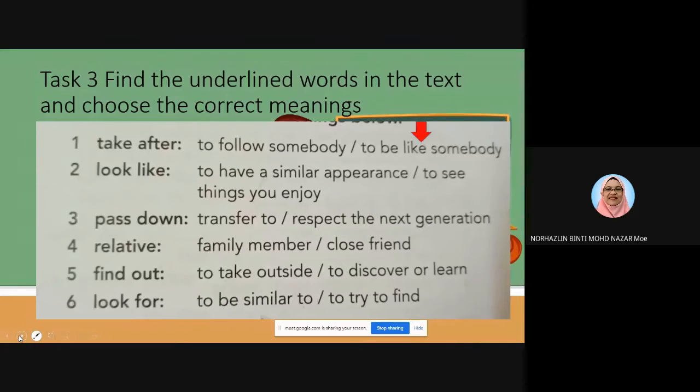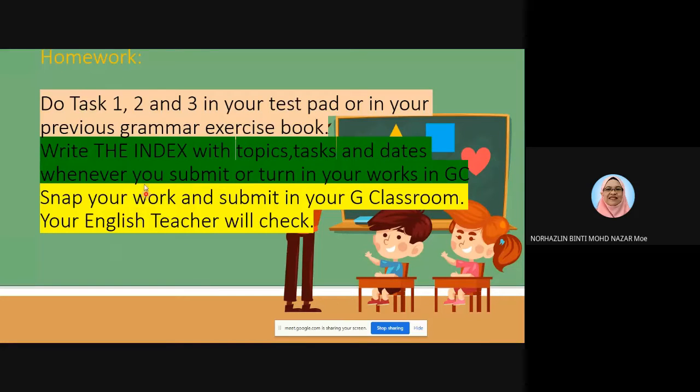Next. Here are the answers actually. Take a look at the answers. So that is your homework you have to do.